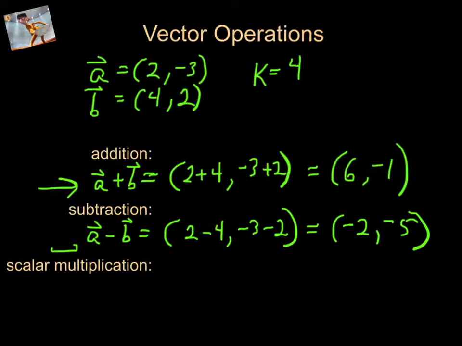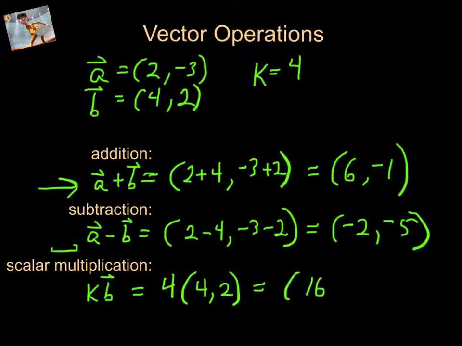Scalar multiplication. Let's change it up this time and use vector B. What if we were to do k times vector B? That would look like, well, k is 4, and vector B is 4, comma 2. So if we distribute, you are going to get 16, comma 8. Pretty easy.